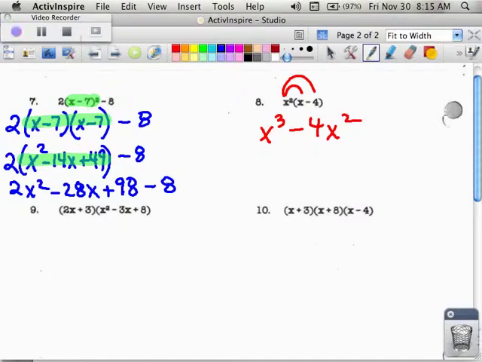And since I ran out of room, I'll write my final answer up above. And all I have to do is combine the last 2 terms, which are both constants. So I have 2x squared minus 28x, and then plus 90. This is my final answer on the top there.